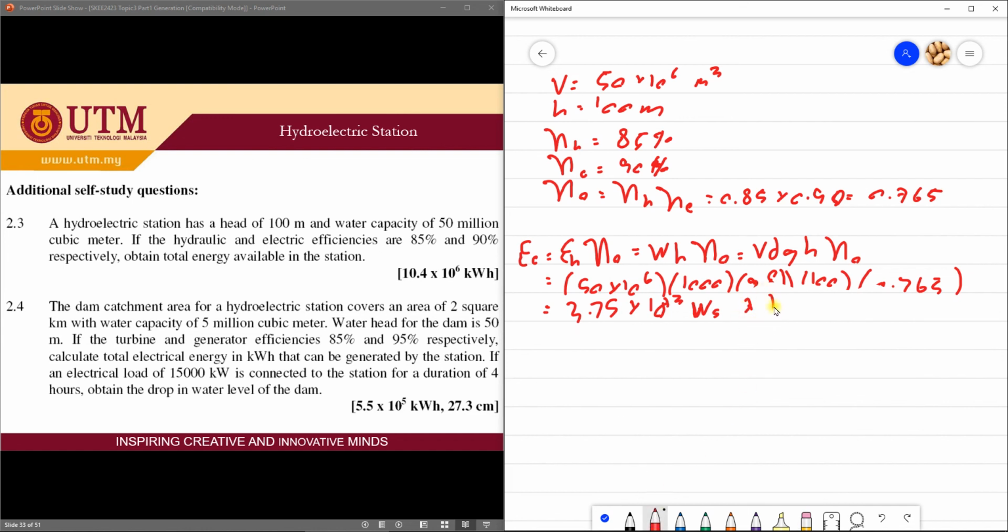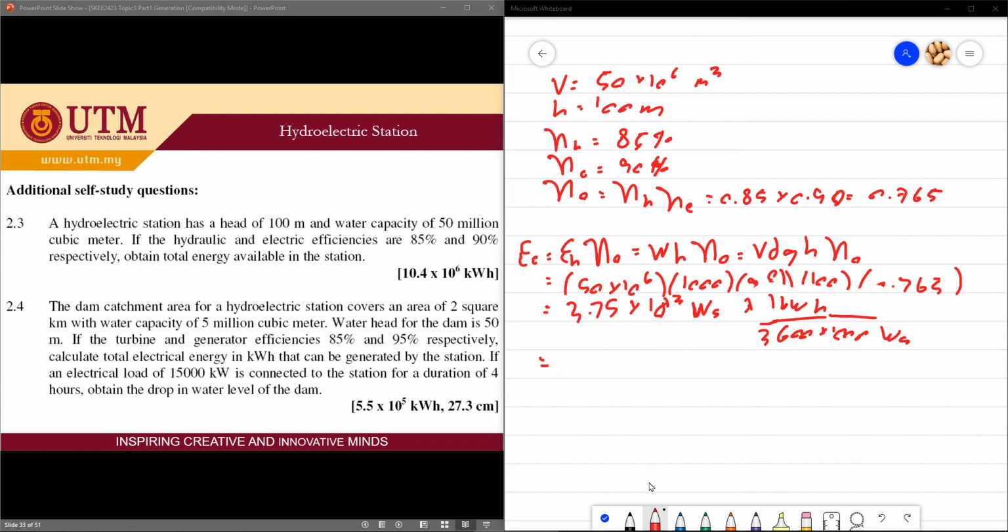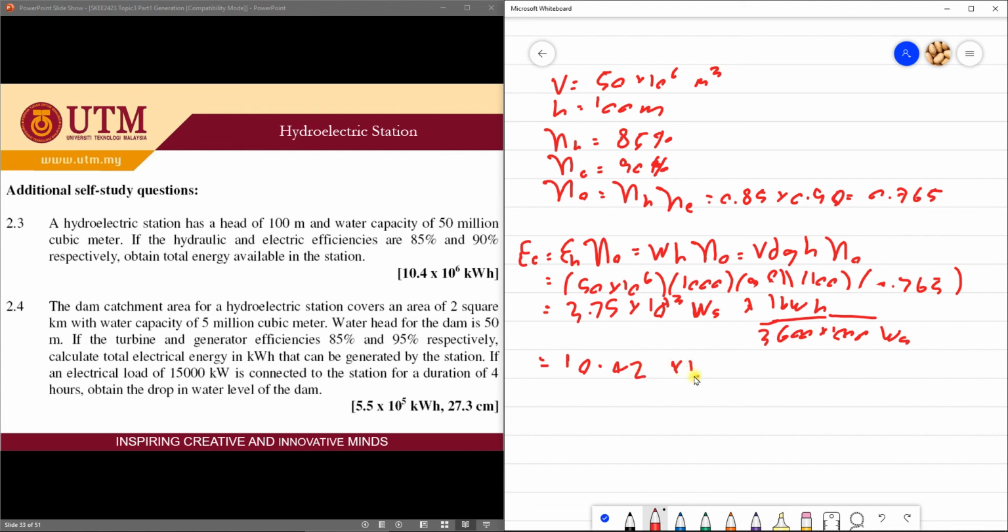So multiply by 1 kilowatt hour divided by 3600 multiplied by 1000 watt second. So use the calculator. You get 10.42 multiplied by 10^6 kilowatt hour. Okay, so this is the answer, how to solve question number 1.